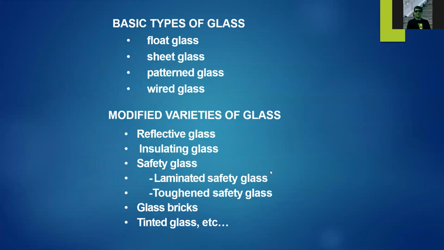So the basic types of glass are float glass, sheet glass, pattern glass, and wired glass. And we have modified varieties of glass: reflective glass, insulating glass, safety glass, laminated safety glass, toughened safety glass, glass bricks, tinted glass, and other types of glass that we will explain later.